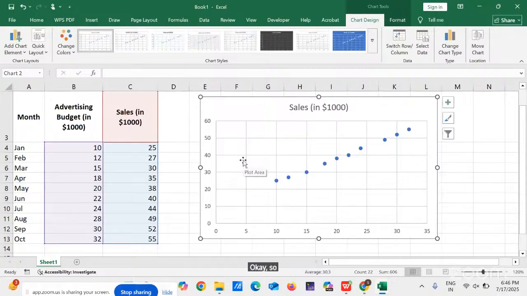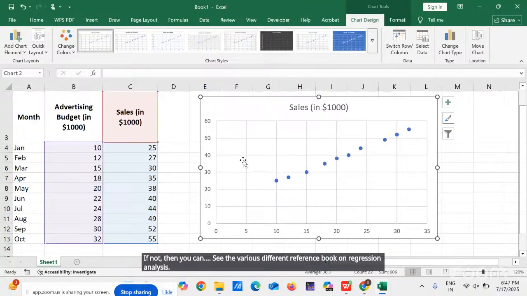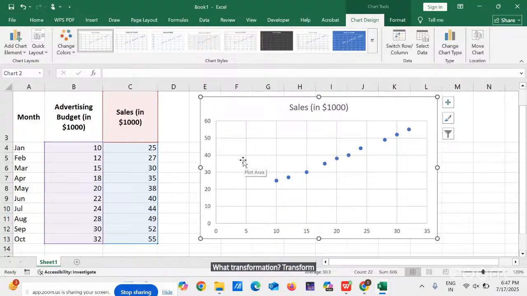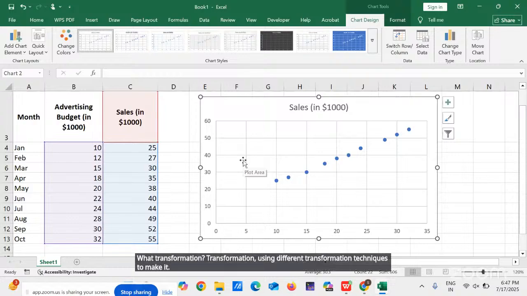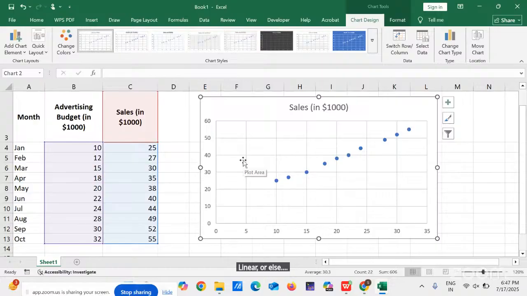Okay, so you take x and y and just insert the scatter plot graph. So the linearity assumption is very clearly satisfied here. If not, you can see various reference books on regression analysis for transformation techniques to make it linear, or else go for a non-linear technique, depending upon which type of non-linear it is. So this is the first step.